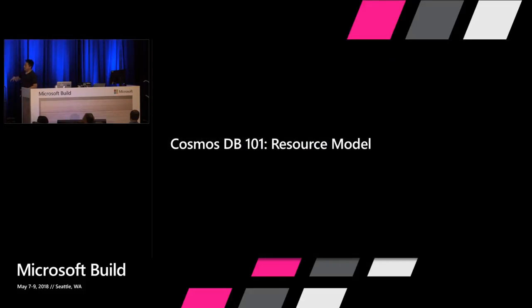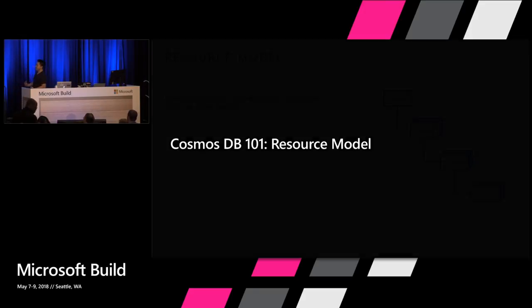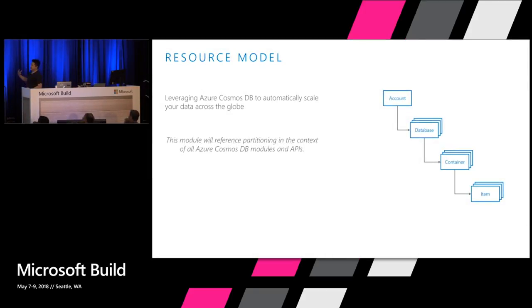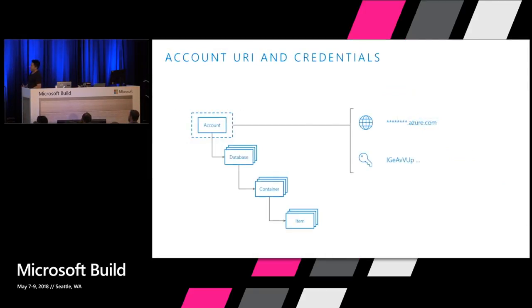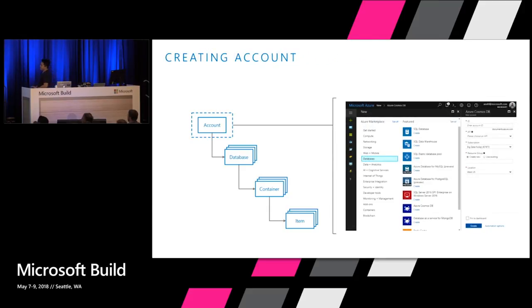So now that you have an idea of what this thing is, let's talk about how you take advantage of it. What are the core things that you need to know? The very first thing to understand is going to be the resource model. As you provision a Cosmos DB account, the very first thing that you'll be presented is an account. The account is just a URI and an endpoint for connecting your client application to Cosmos DB.